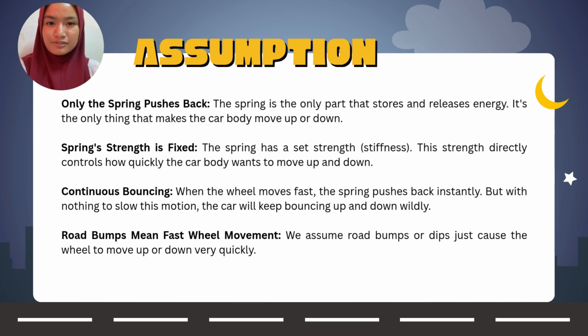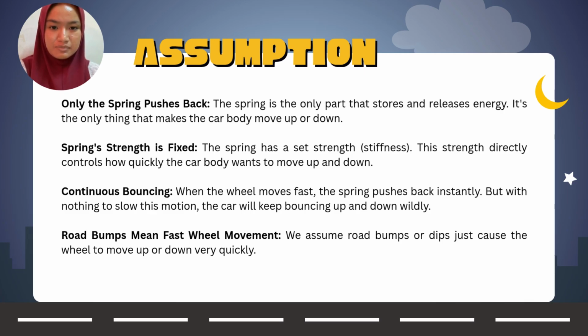So for my part, I will be explaining the assumptions we make to help us better understand the basic idea of how a spring behaves in a suspension system. First, we assume that only the spring will react to movement. When the car wheel goes over a bump, the spring will compress, then expand and push back to its original shape. It stores and releases energy with each motion, and no other part is helping to slow or control this action. Second, the spring strength or stiffness is fixed.